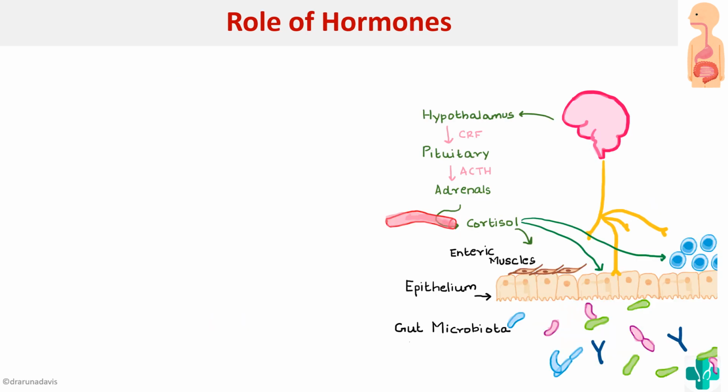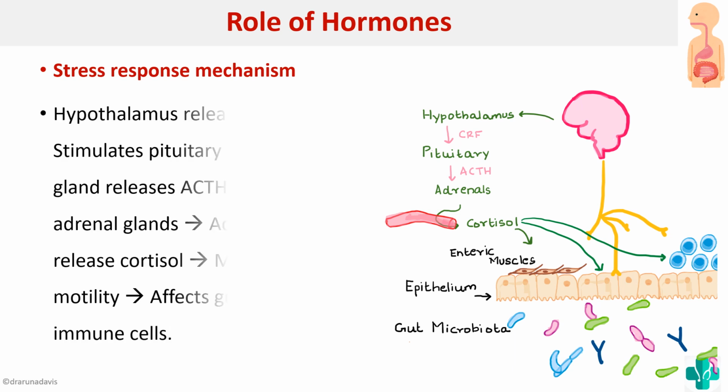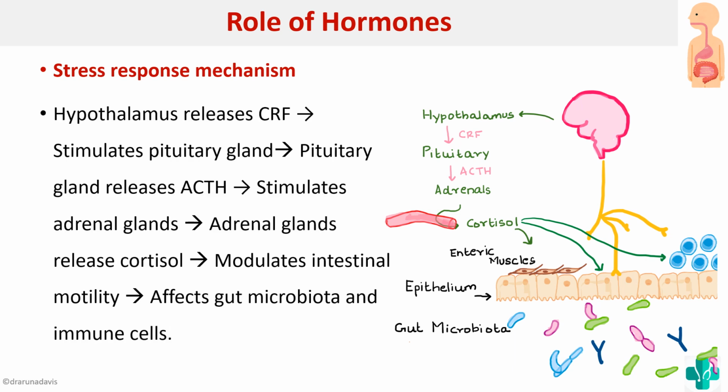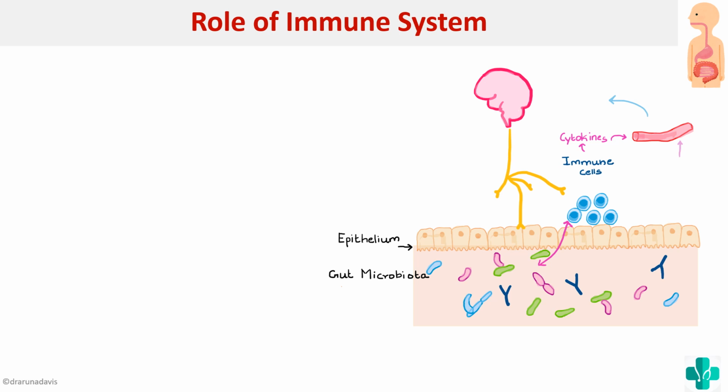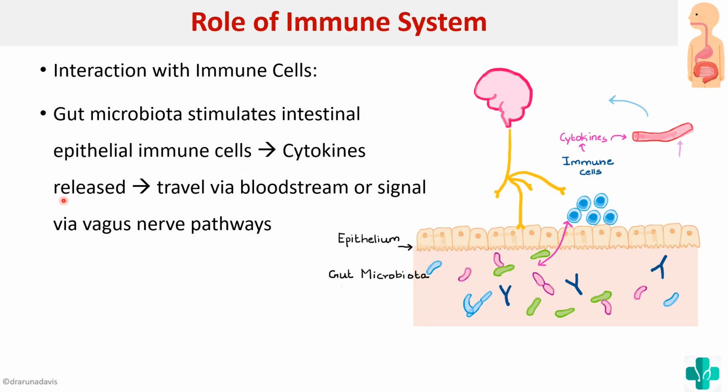What was the role of hormones? We said in the stress mechanism, the hypothalamus releases CRF, which stimulates the pituitary gland. The pituitary gland releases ACTH, which stimulates the adrenal gland. And the adrenal gland releases cortisol, which modulates the intestinal motility, affects the gut microbiota, and also has an influence on the immune cells. And what about the role of the immune system? There is a lot of interaction with the immune cells. The gut microbiota stimulates the intestinal epithelial immune cells. The cytokines are released, which travel via the bloodstream or signal via the vagus nerve pathways, and thereby influence the brain function. So these are the basic components of the gut-brain axis in a very simple format.